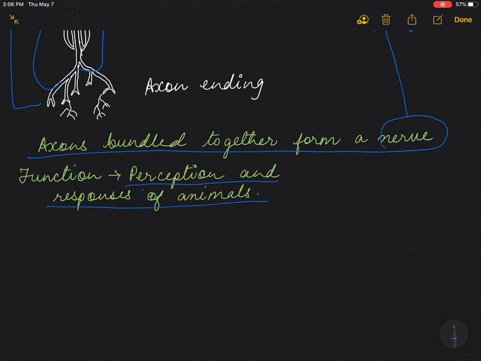That means response to external stimuli. Someone pinches you, you feel the pain. So what is the perception? Your perception is you feel the pain. You perceive. And then how do you respond? By saying ouch, or maybe you'll get angry at your friend, the pain that you feel. So how you react is your response. So the function is perception and responses of animals.